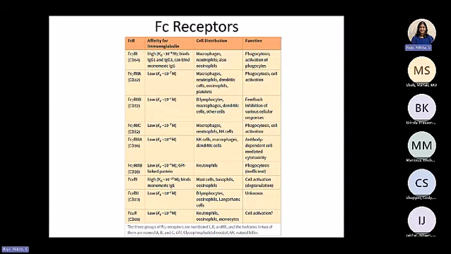So again, important to memorize these numbers and the function of some of these, especially R2B, R3A, that have different functions. Rest of them help with phagocytosis and activation.